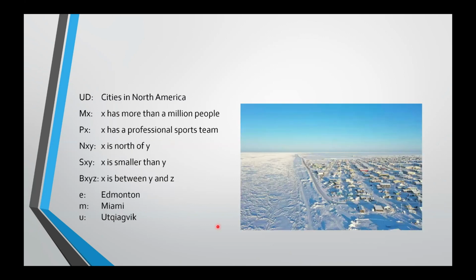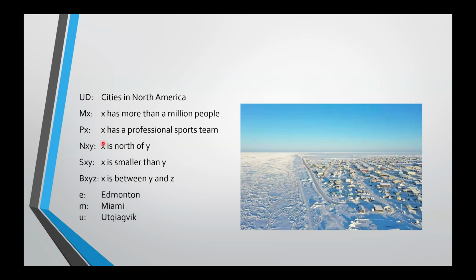So let's add some predicates to our symbolization key. We have a couple of 1-term predicates here: X has more than 1 million people. X has a professional sports team. A couple of 2-place predicates: X is north of Y. X is smaller than Y. And a 3-place predicate: X is between Y and Z.